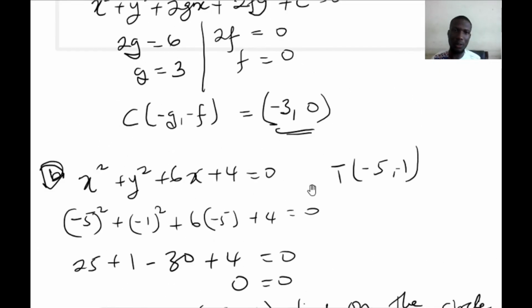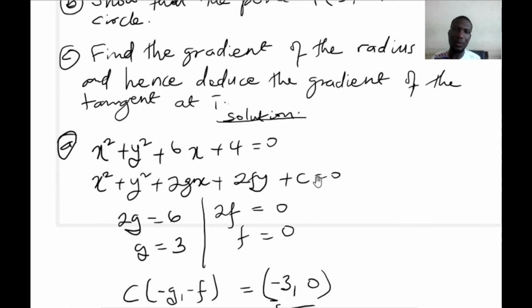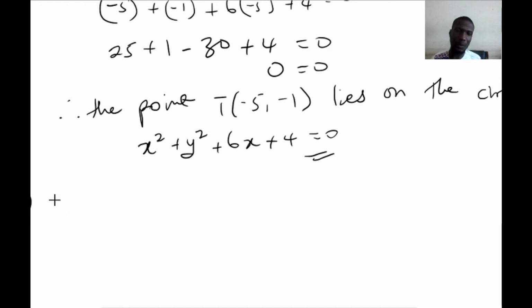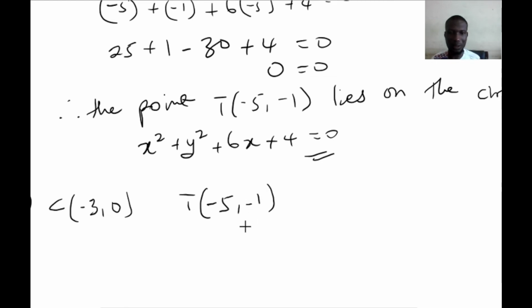Let me go to our question C. Find the gradient of the radius CT and hence deduce the gradient of the tangent at T. The center of our circle is negative 3, 0, and our point of tangent T is negative 5, negative 1. So the radius of the circle is the line joining the center and this point on the circumference.